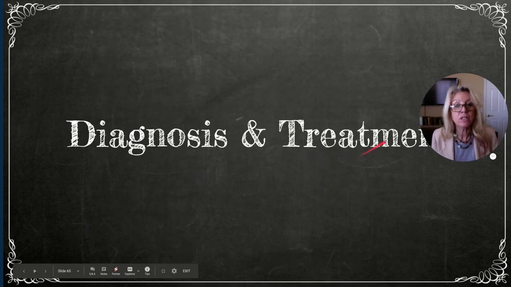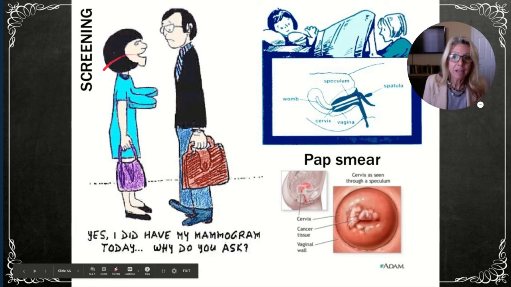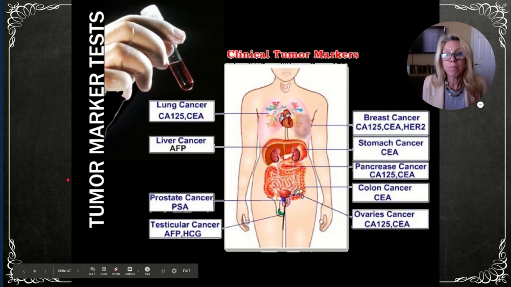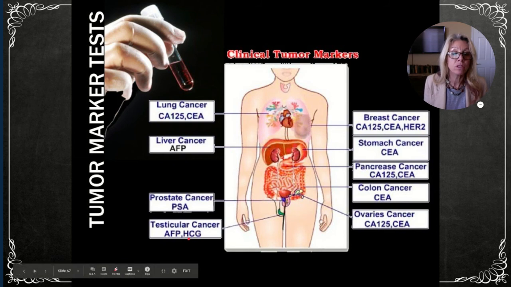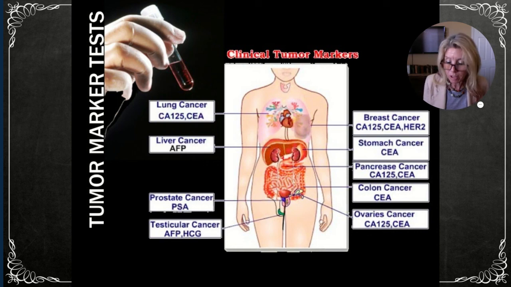Now, diagnosis and treatment. What can you do about it? Well, to diagnose it, you can have screenings like mammograms, pap smears. So on your notes, routine screening tests: colonoscopies, mammograms, and a pap smear. You can also take blood tests, tumor marker tests, where you are looking to see if certain proteins are getting generated and put in your blood supply. Then that could tell you if you potentially have cancer.